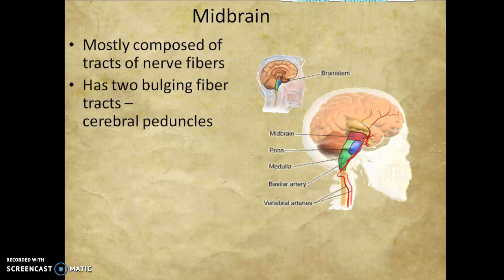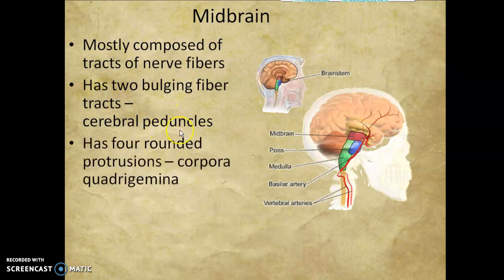Now, it has two bulging fiber tracts, meaning it's got two big bumps sticking out of it when we get a better look at some of the other diagrams. These fiber tracts are called cerebral peduncles. The word peduncle looks like pedal, referring to how it almost looks like two little feet coming out of this part of the brain. Those two feet correspond with the two different hemispheres of the brain.